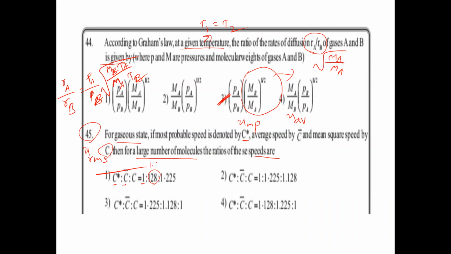What I corrected that day in the question paper, I have corrected now. 1 is to 1.128 is to 1.225. So this will be the answer here. Anyhow, in the question paper, it is physically corrected here. So 1 is to 1.128 is to 1.225. So this will be the right answer. Is that clear?